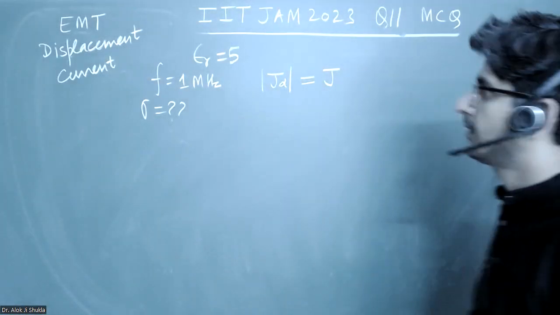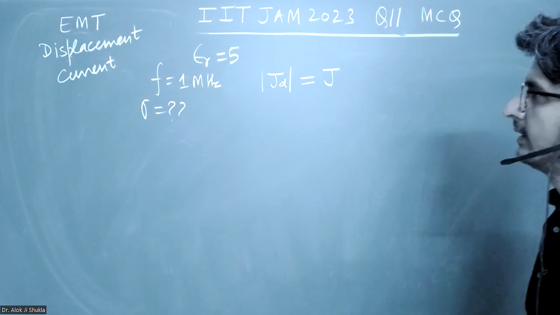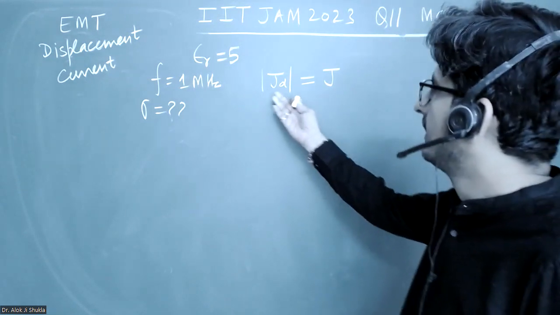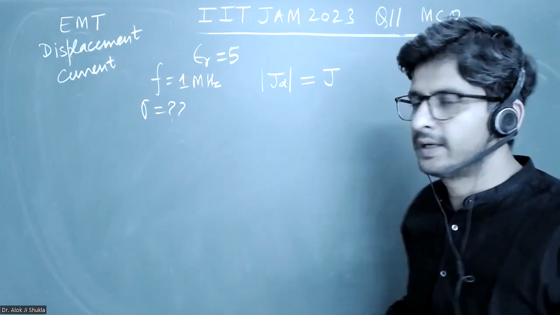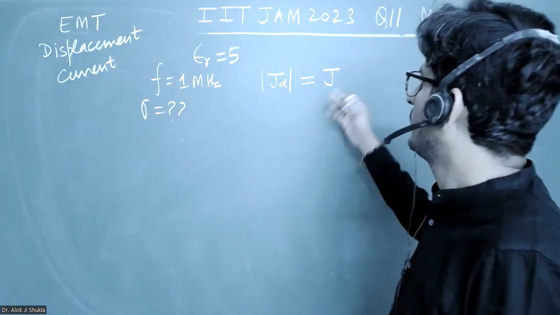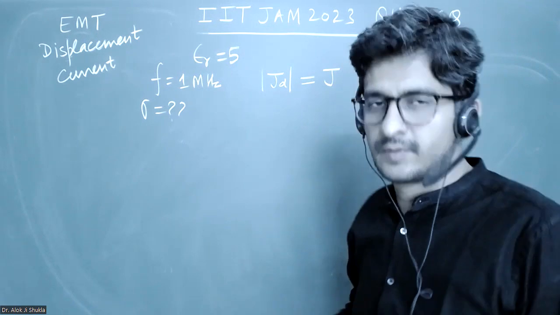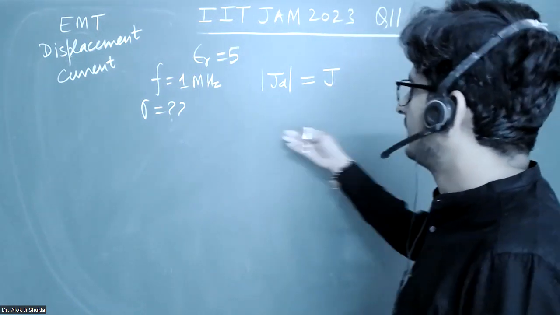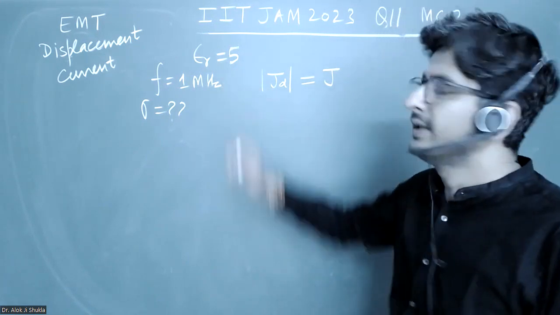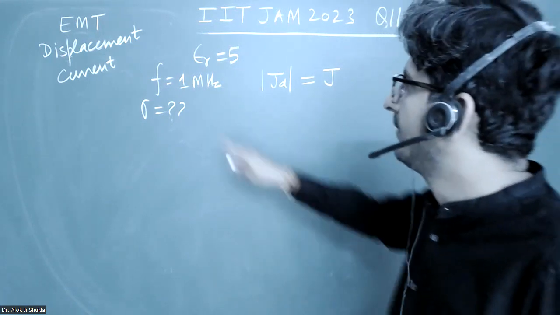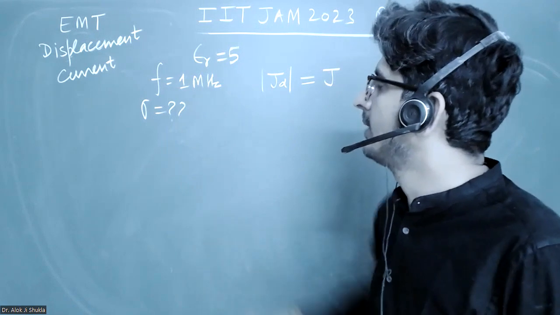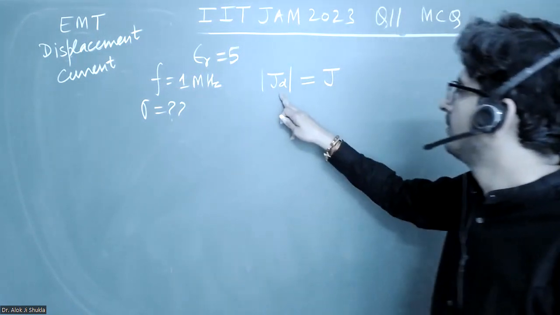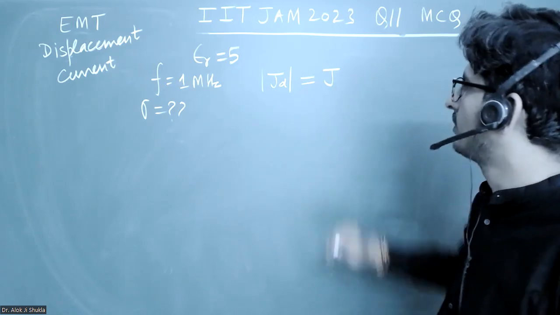So this is a question from EMT, and this is based on displacement current, where they have given that the magnitude of displacement current is equal to the magnitude of current flowing in the circuit. So in that medium, they have given the relative permittivity to be 5 and the frequency is equal to 1 megahertz, and they have asked the conductivity.